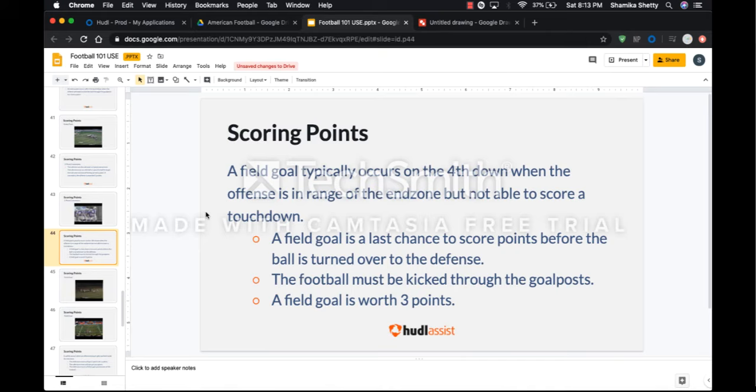Okay, the next one is a field goal. We've already discussed what a field goal is. So like we said, team gets 4 downs, 4 attempts to cover a distance of 10 yards. If they are unable to do that in 3 attempts, in the 4th attempt, the last one, they have 3 options: either to just go for it, take an attempt, run or pass the ball.